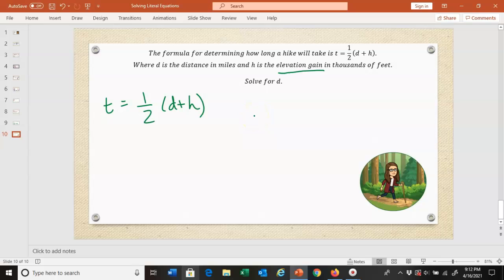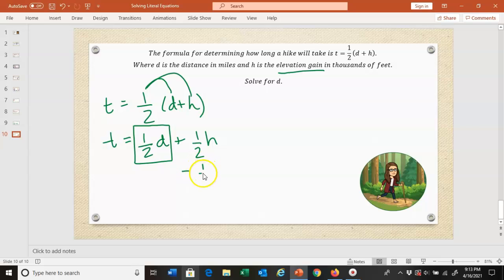Solve for D. So check out our D. Our D is stuck. It is stuck inside the parentheses, and whenever we're stuck, we want to get out to solve for that variable. So we have a number in front of the parentheses. We're going to distribute it. Don't worry that it's a fraction. 1/2 D plus 1/2 H. Here we go. We got our D term out. Here is our D term. So let's start getting rid of everything else and getting D by itself.